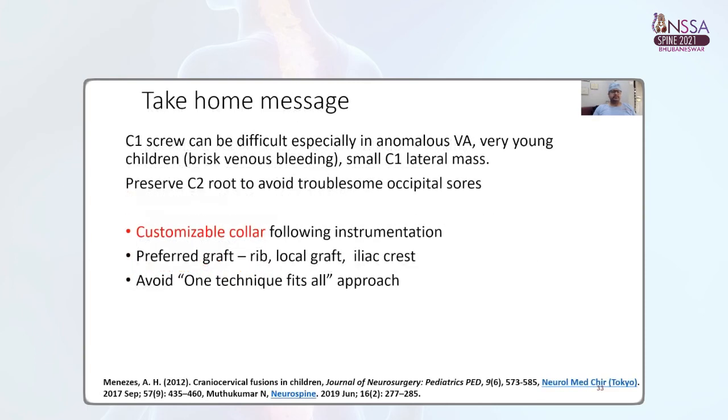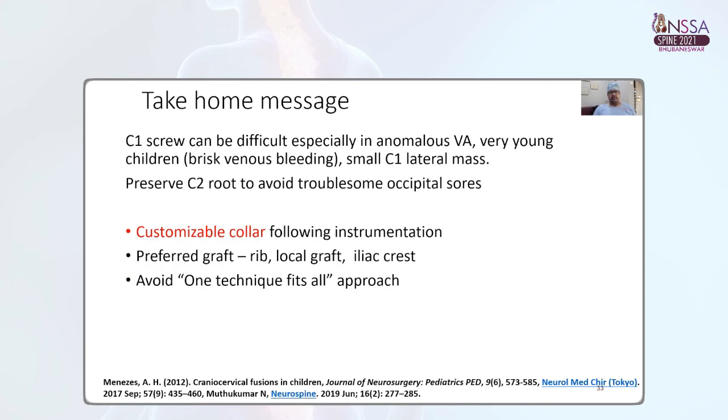Point of fixation which I prefer in C2 is the translaminar screws, and second choice is the pedicle or the pars screw. C1 screws can be difficult in anomalous vertebral arteries or very young children, where even blood loss of 50 to 80 ml in a short time can be problematic.